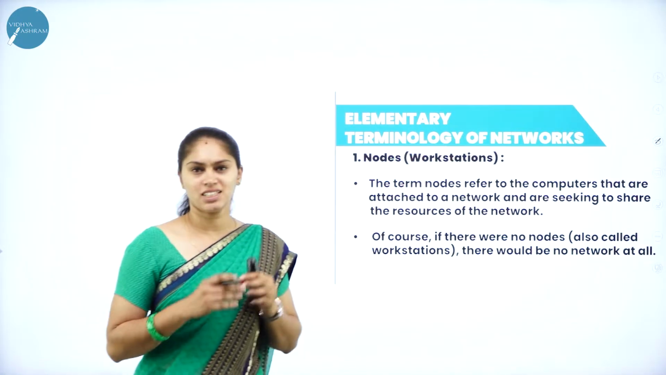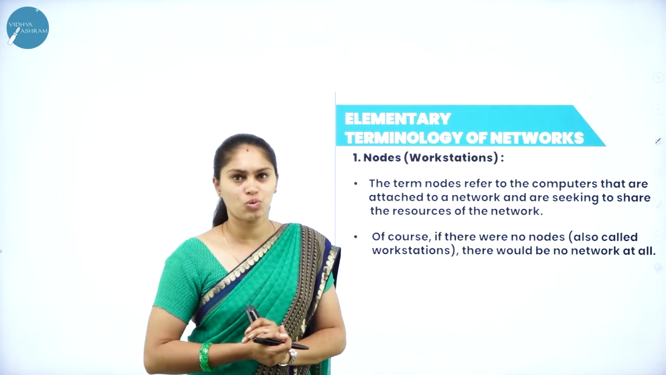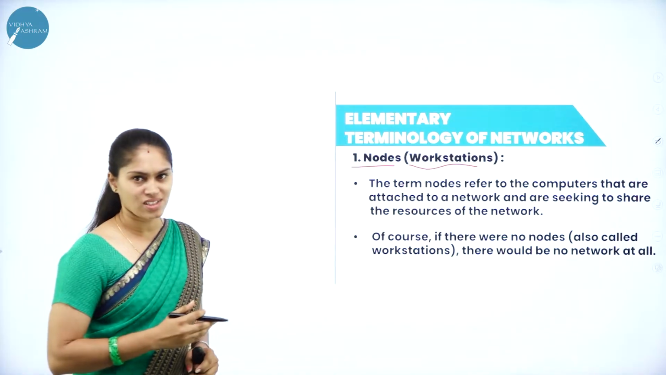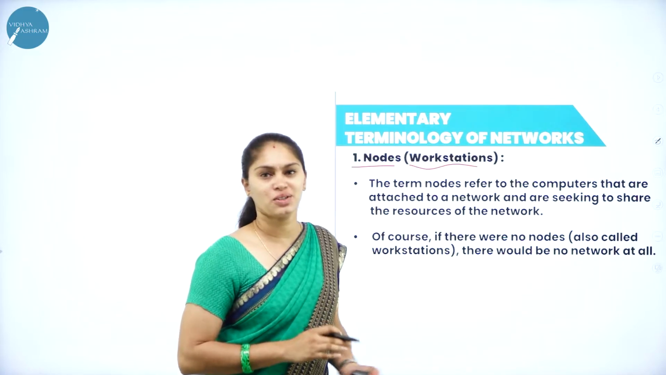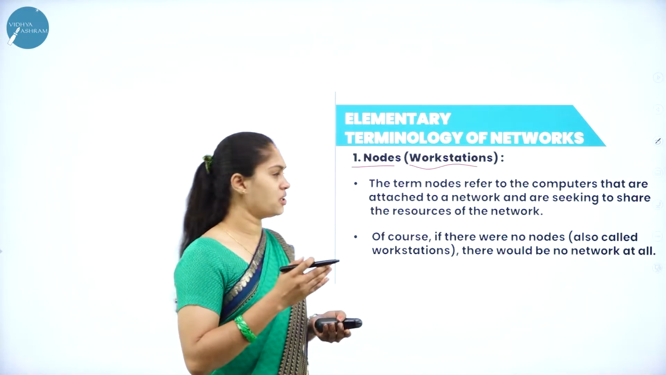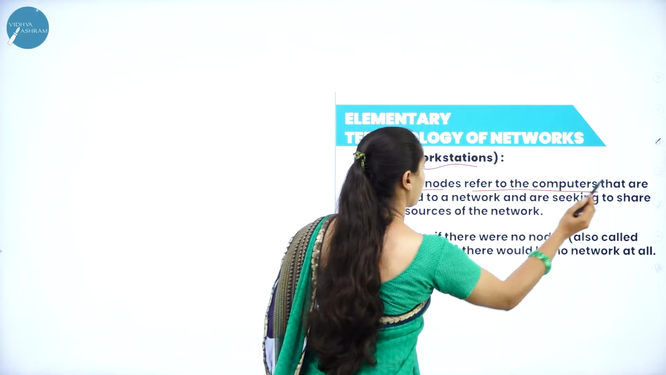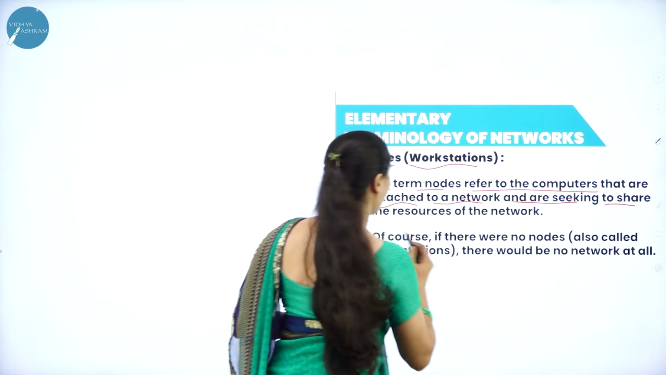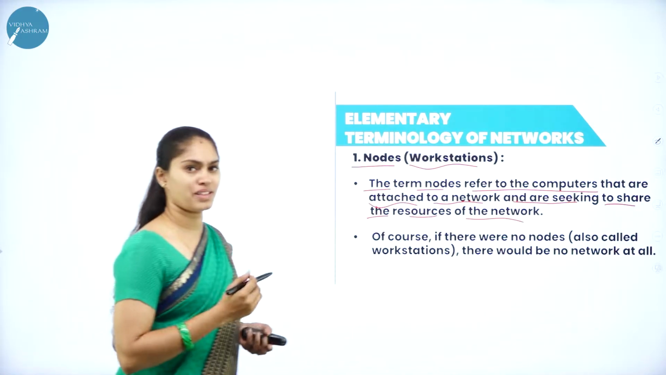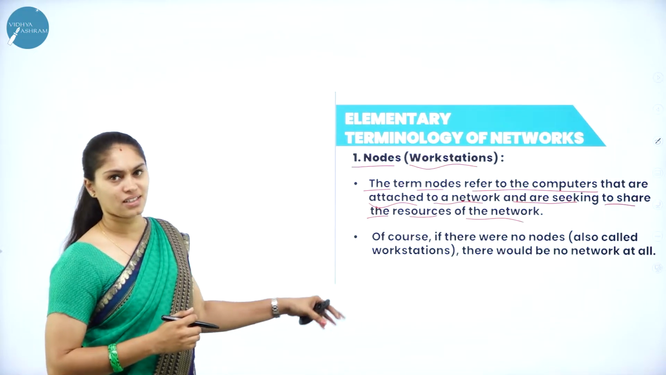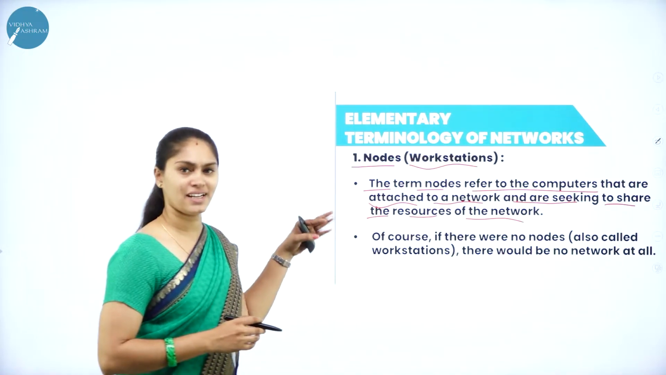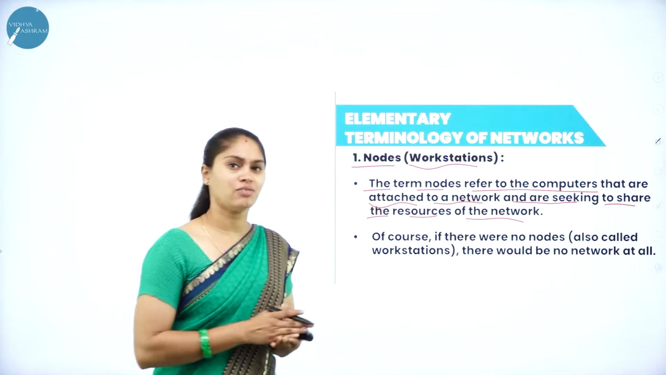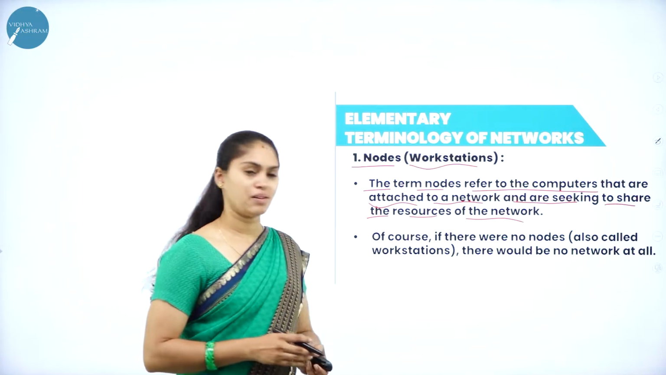Here we are learning some of the terminology with respect to networks. What is the first terminology? That is nodes. It is also considered a workstation. If a computer system is connected to the network, that will be considered a workstation. The term nodes refers to computers that are attached to a network and are seeking to share the resources of the network. When computers are connected to the network and able to share resources over it, they are considered nodes. If you don't have nodes or workstations, there will be no network.